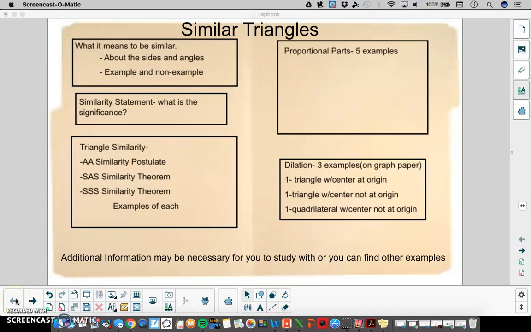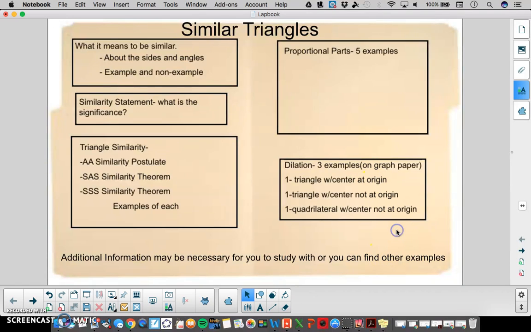This is the Lapbook for the Similar Triangles unit. Notice I have sections blocked off because I do want you to group your information together in a certain way, because those are the topics that kind of go together. And remember, I'm requiring you to rate your understanding on each topic, and so you'll have a rating for each one of these groups. So these are the topics that you need to include in your Lapbook for this unit.